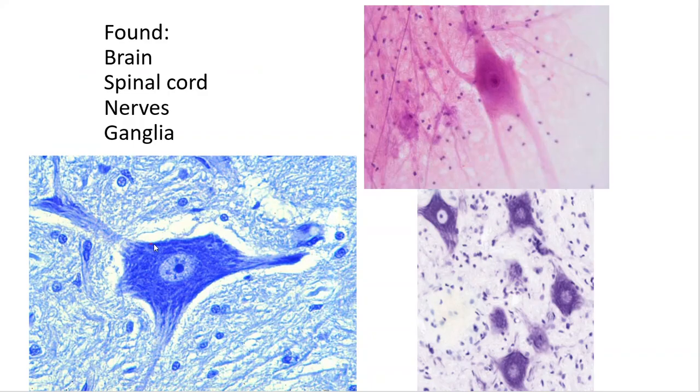If you look over here, you can see roughly we call these kind of star-shaped, but these are fairly easy. Where you're going to find neurons, you're going to find them in your brain, in the spinal cord, in the nerves that run throughout the body to supply muscles with control or to bring back sensation. Ganglia are cell bodies that are outside the central nervous system.